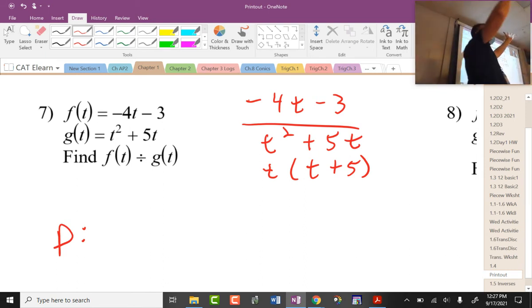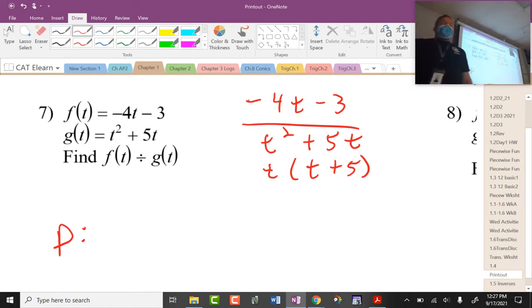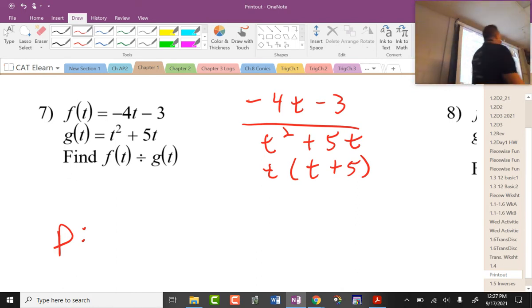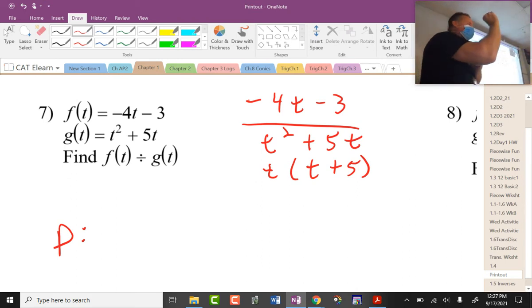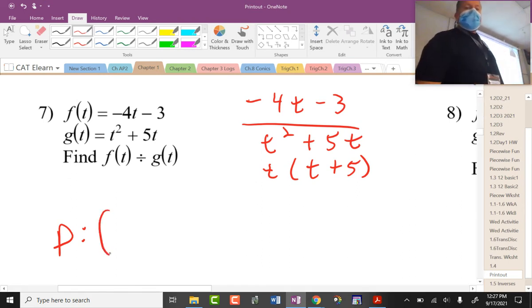I don't understand why people cannot figure out factoring. But anyway, what does that mean? T cannot equal, 3, 2, 1. Come on, guys, don't make me cry. Negative 5. Well, what about this one? We forget that one. 3, 2, 1. See, no one said anything. 0. T cannot equal 0. So t cannot equal 0 or negative 5.